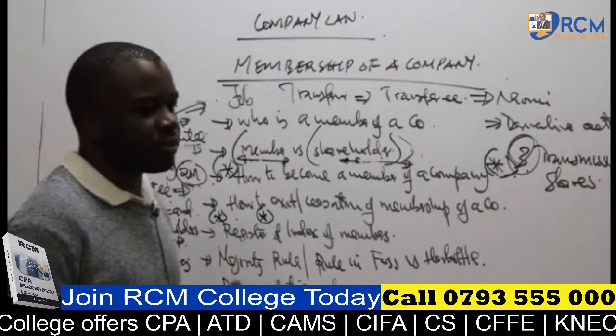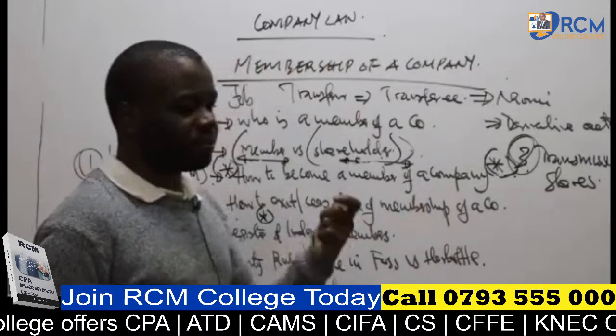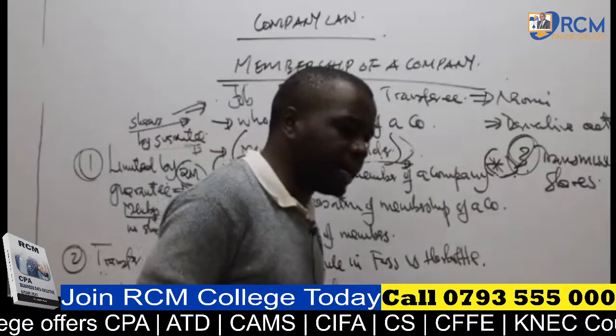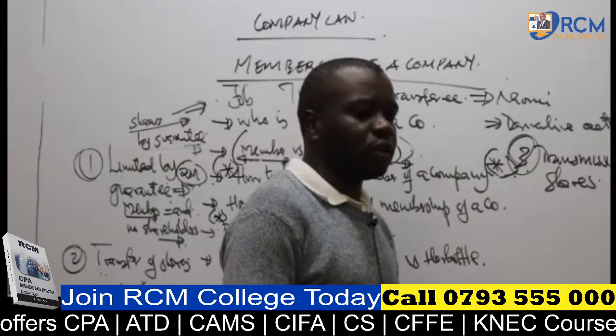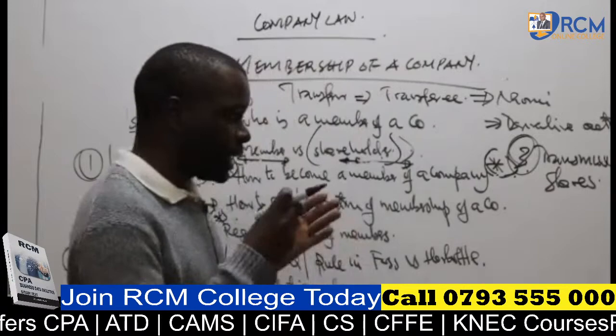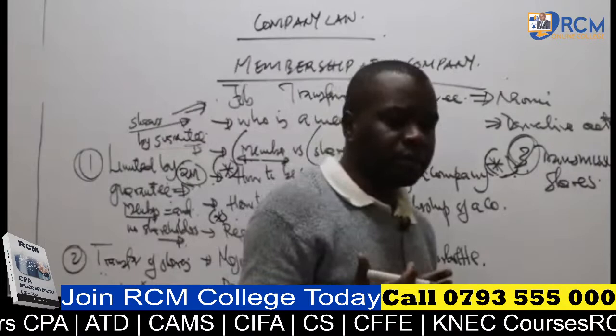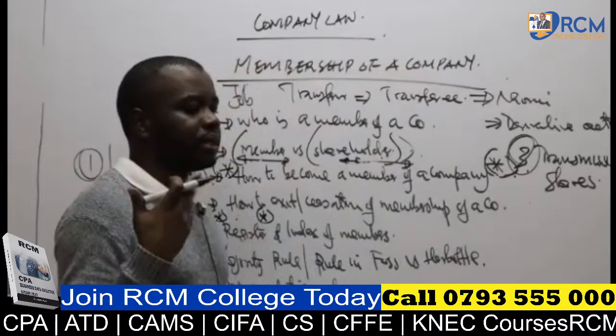But under transmission, you must remember there is a situation where something has happened to the shareholder. So there is either death, insanity, or bankruptcy of a member of the company. If that is what happens, then under death, for example, you must know that this person has left a will. That will is going to be administered, and of course he has mentioned the beneficiaries.